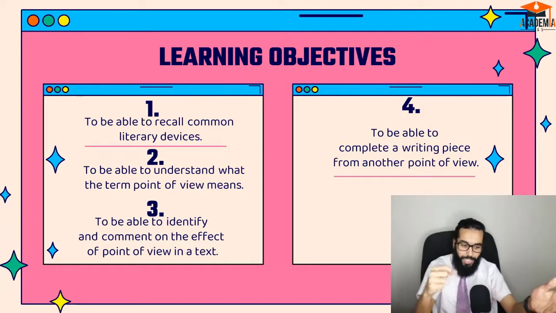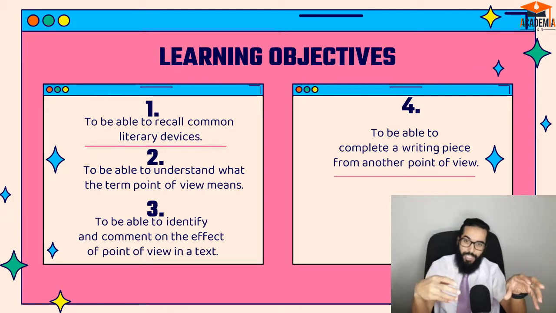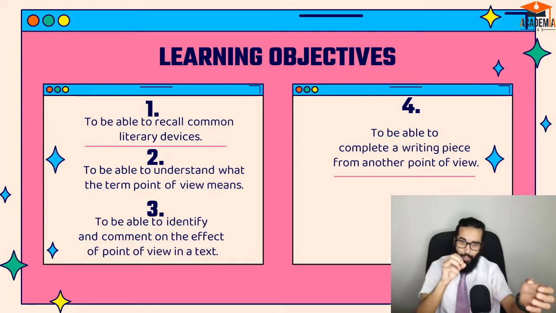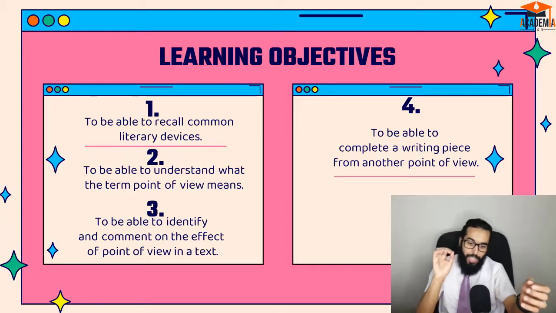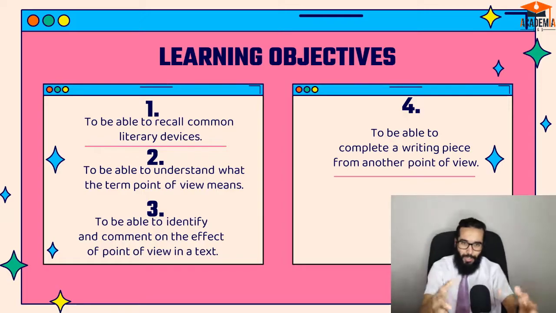Number 3, to be able to identify and comment on the effect of point of view in a text. So the comments on those points of view and the effects that they have on the listeners or on the readers, on the audience in general. We will talk about that as well in this lesson. Number 4, to be able to complete a piece of writing from another point of view. Quite important learning objectives. Write them down in your notebooks. Off you go.